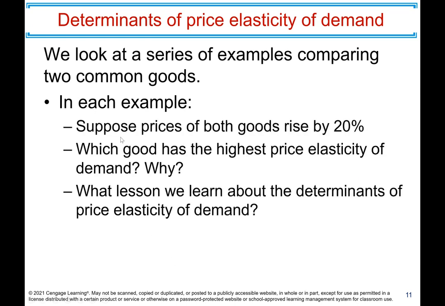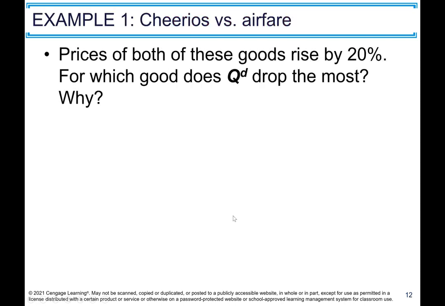Determinants of price elasticity of demand. We look at a series of examples comparing two common goods. In each example, suppose prices of both goods rise by 20%. Which good has the highest price elasticity of demand and why? What lesson do we learn about the determinants of price elasticity of demand?